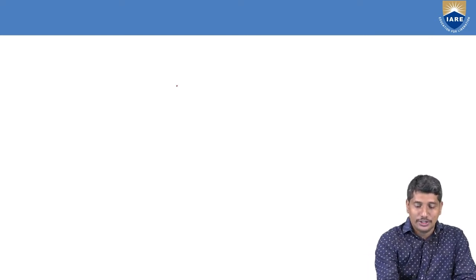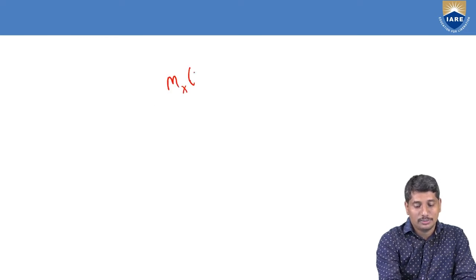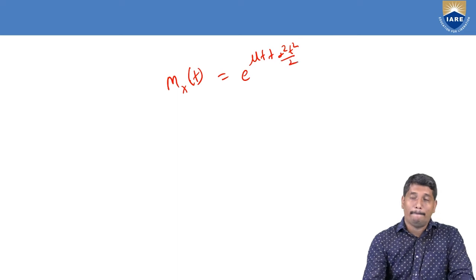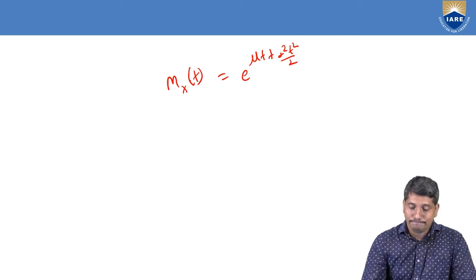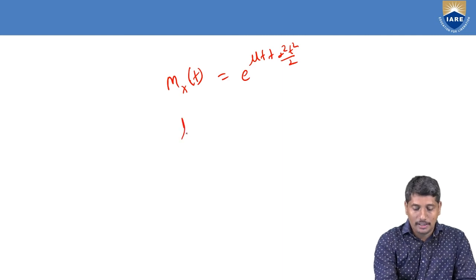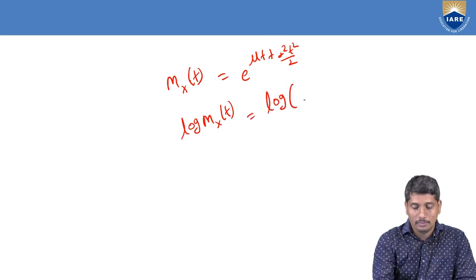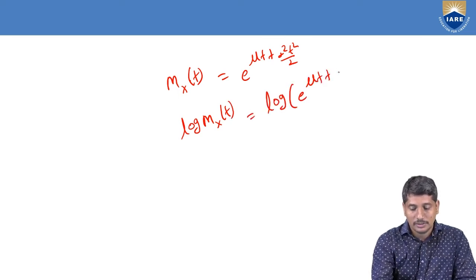Let us have a look into that. Let us consider the moment generating function of a normal distribution, M_X(t), that is e power mu t plus sigma square t square by 2. Now, let us apply logarithm on both sides. Log of M_X(t), that is log of e power mu t plus sigma square t square by 2.